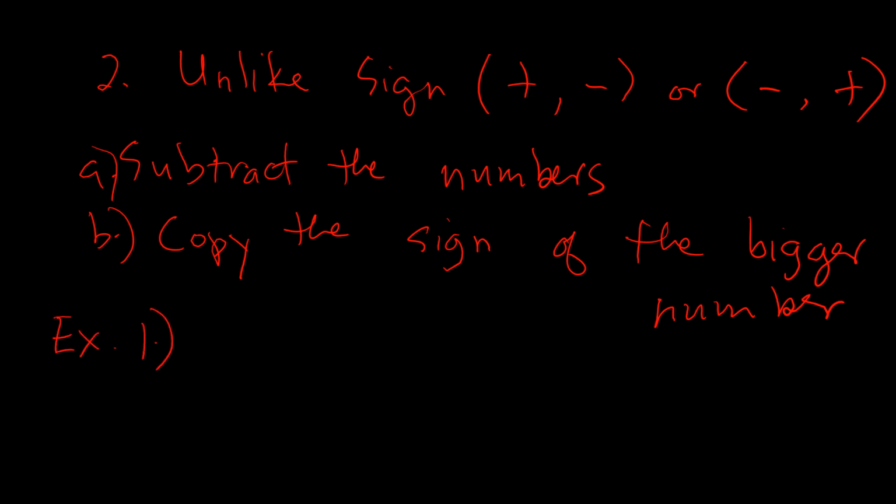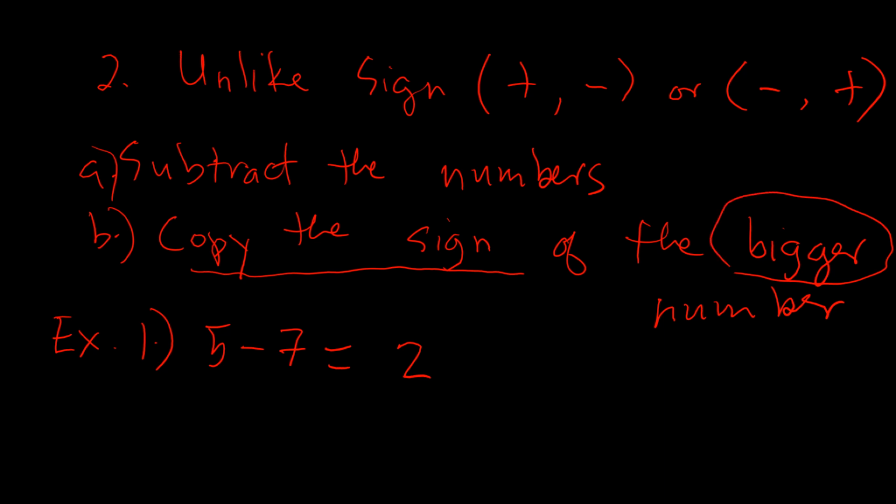Example number 1, we have here 5 minus 7. So the first number is positive and the second number is negative. So we are going to subtract these two numbers. And 7 minus 5, that gives us 2. And we are going to copy the sign of the bigger number. In this case, the bigger number is 7, meaning negative 7. So our final answer will be negative 2.